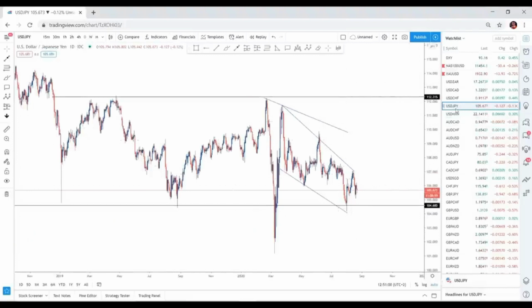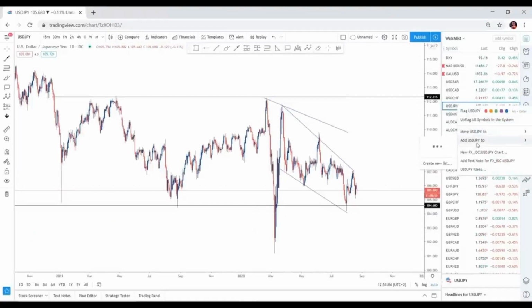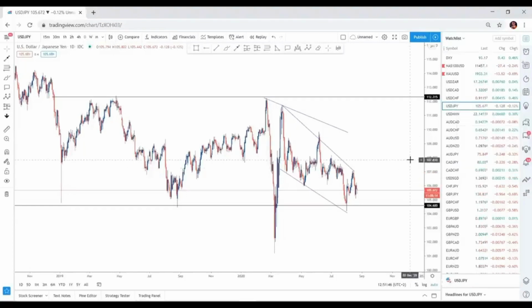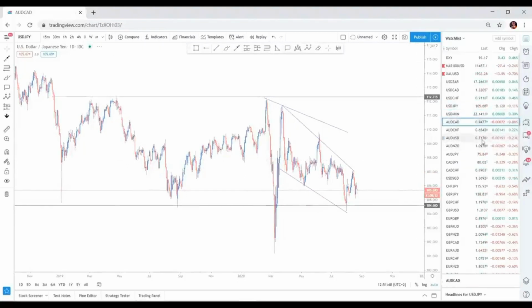We're just gonna go to USDJPY, right click, and then just say add USDJPY to, and then add it to FX Gold Trading, which will be on your playlist. The name is gonna be FX Gold Student. So I'm just gonna click add to FX Gold Trading, and then we go on a different pair, which is AUDCAD.